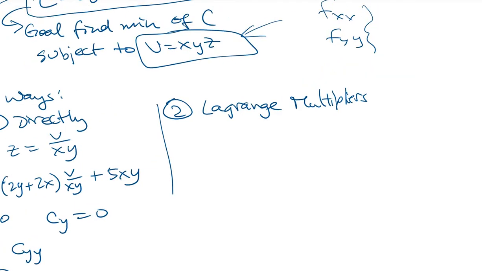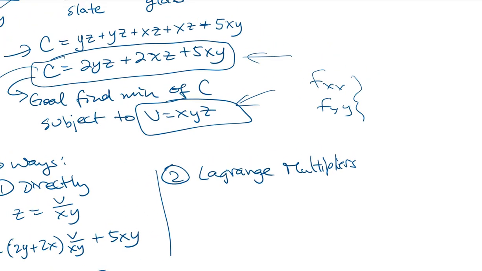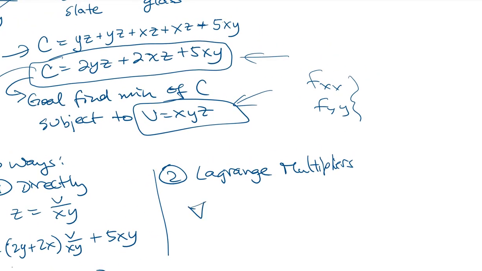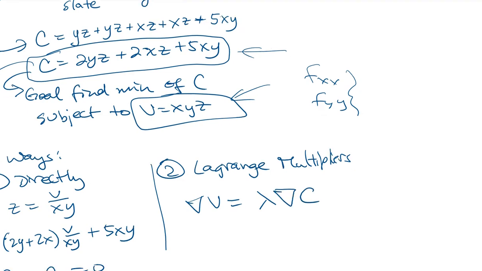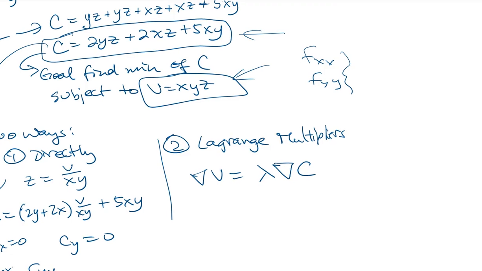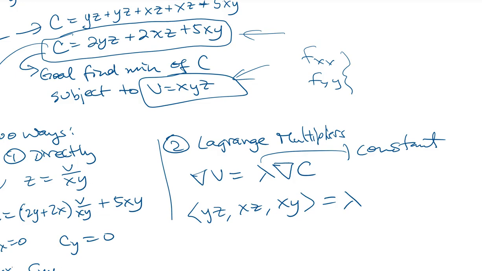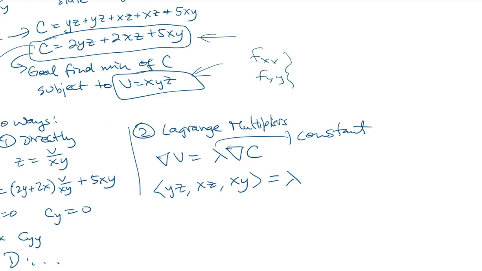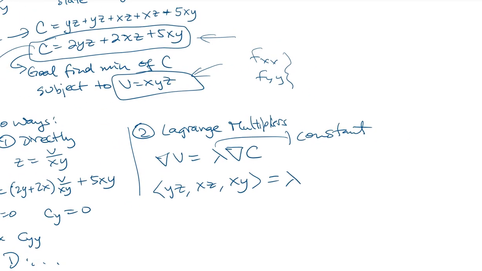But if you use Lagrange multipliers, all you need to do is set the gradient of V equal to lambda times the gradient of C, and you'll get your answer pretty quickly. So the gradient of V is V sub x, which is yz, V sub y, which is xz, and V sub z, which is xy. That's equal to lambda. Lambda is just a constant, just a Greek constant. Gradient of C, if you look at it, let's pull it down.